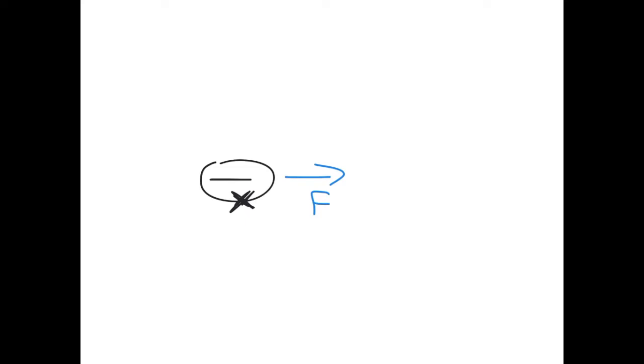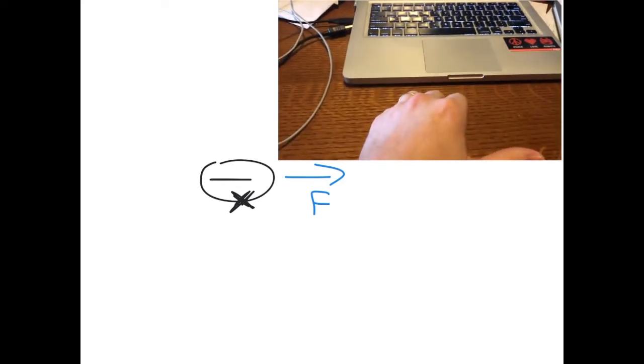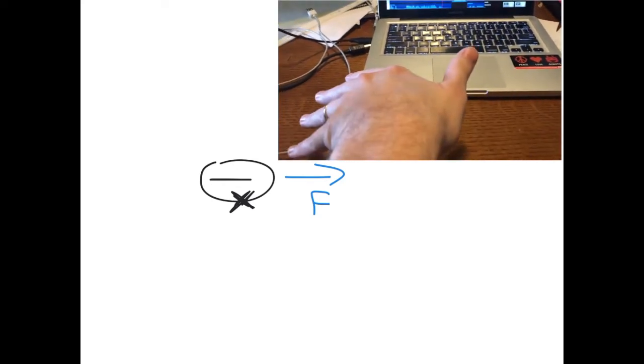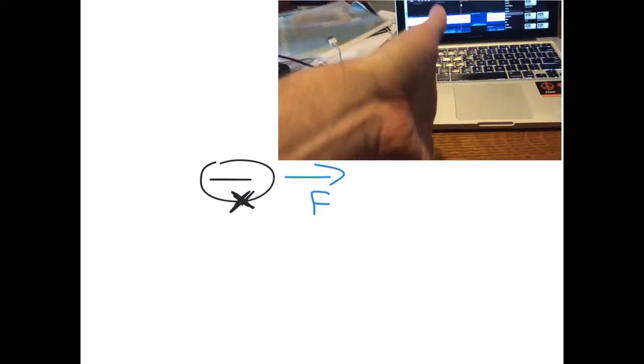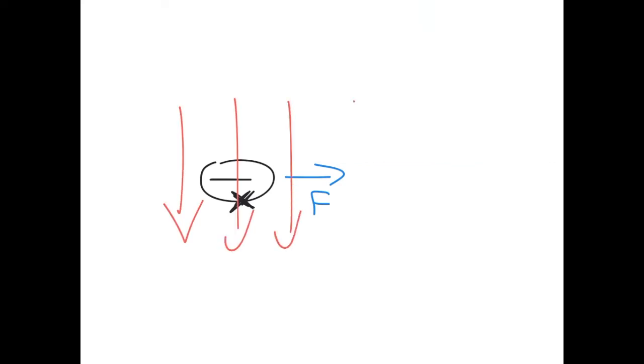In this picture, I've got electrons going into the board, so I use my left thumb into the board. My palm is going to the right, because that's the force, and when I do that, my fingers are pointing down toward the bottom of the paper. So it would be like this.